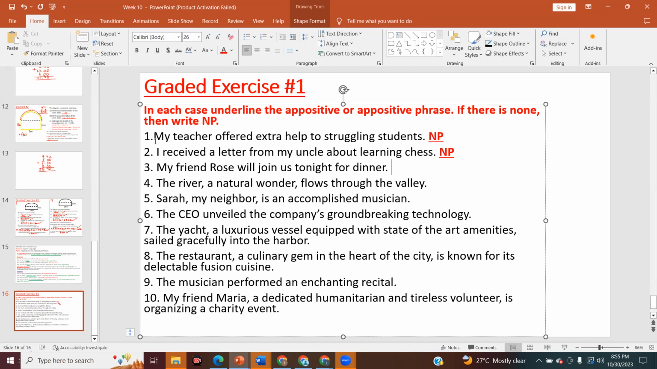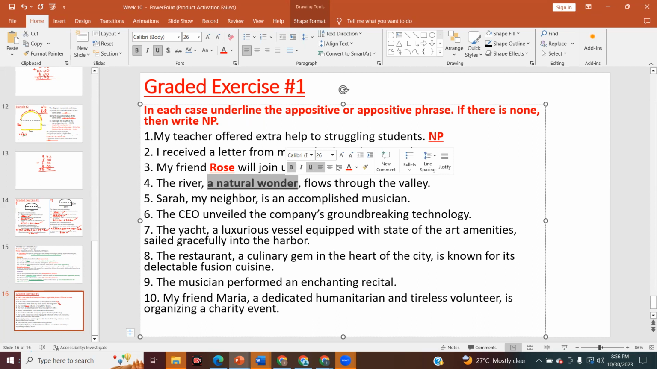Number 3: My friend Rose will join us tonight for dinner. Is there any positive there? Yes, sir. What is it? Rose. Very good, Rose. Number 4: The river, a natural wonder, flows through the valley. A natural wonder, very good. Number 5: Sarah, my neighbor, is an accomplished musician. My neighbor.